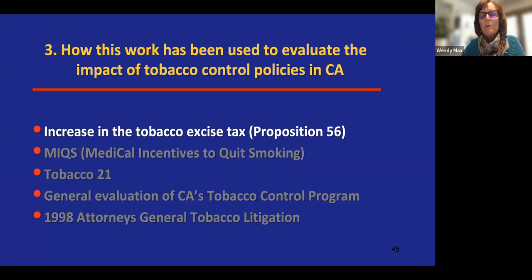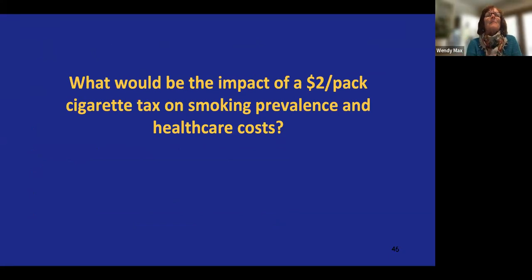But what I want to talk about today is some of the work we've done around tobacco taxation. We did a study around 2015 when the first tax increase initiative was on the ballot. If you remember, the first initiative was to increase the tax by $1 per pack, and it didn't pass. We did a study looking at the impact of $1 per pack. Then when the second one finally made it onto the ballot, it turned out we had picked the wrong number. It was actually $2. So we redid our estimates and looked at the impact of a $2 per pack increase in the excise tax on smoking prevalence and on healthcare costs.